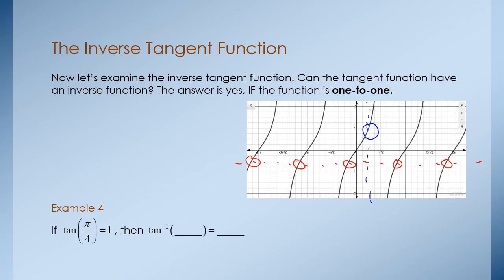Before I do that, let's take a look at this example, making sure that we understand how the inputs and the outputs reverse. If the tangent of pi over 4 is equal to 1, then what we know is that the tangent inverse of 1 is equal to pi over 4. And so what was an input becomes an output, and what was an output becomes an input.